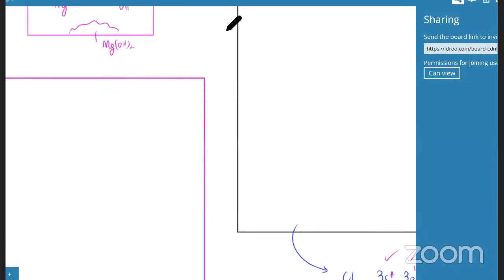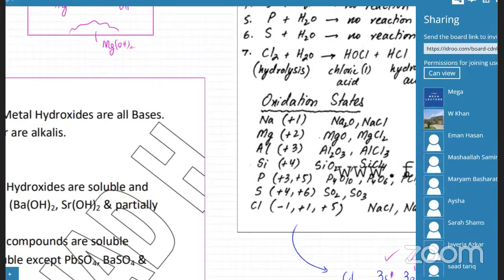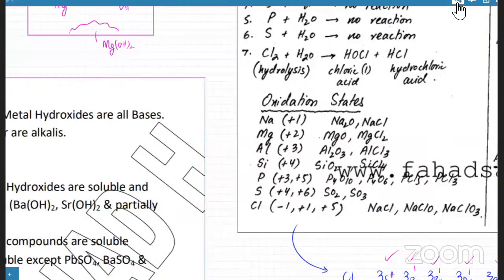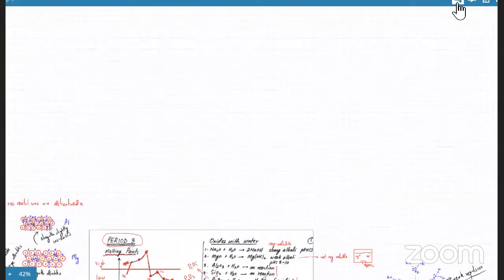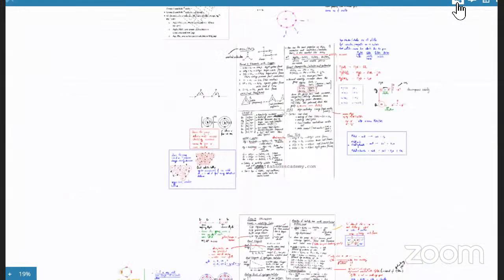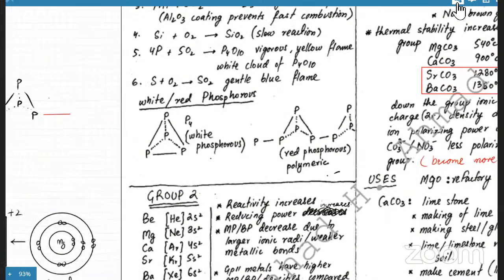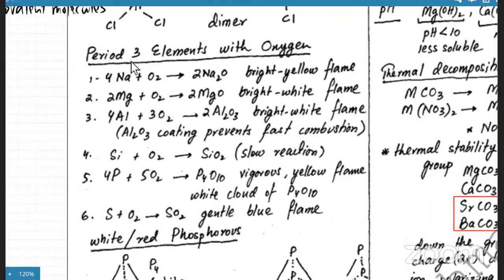I'll send that. Open this on WhatsApp, so open this on your laptop. So where are the colors written? This one: Na has a yellow flame, the first one, and sulfur has a gentle blue flame. So these are where the flame tests are given.